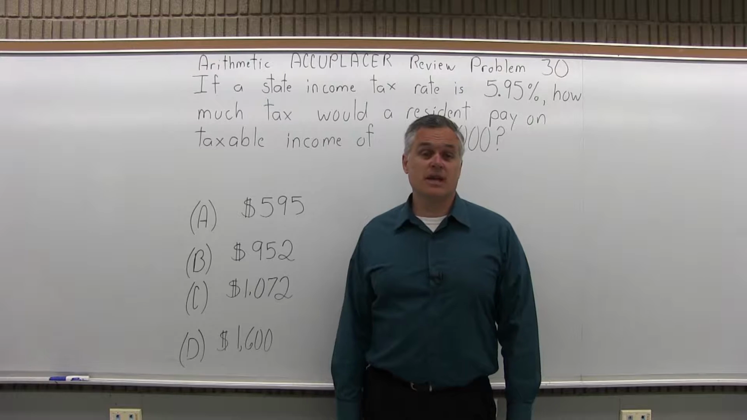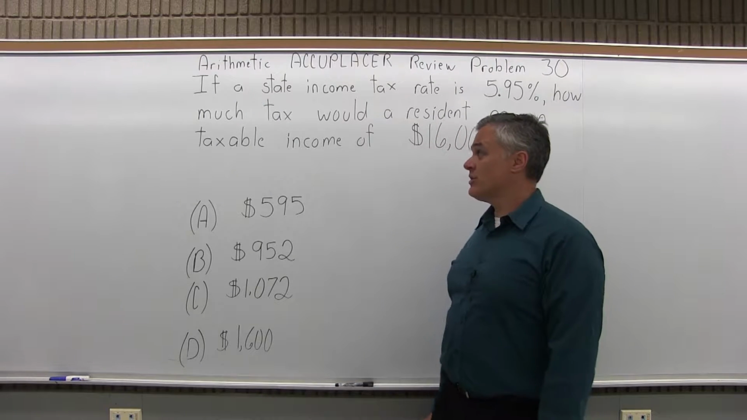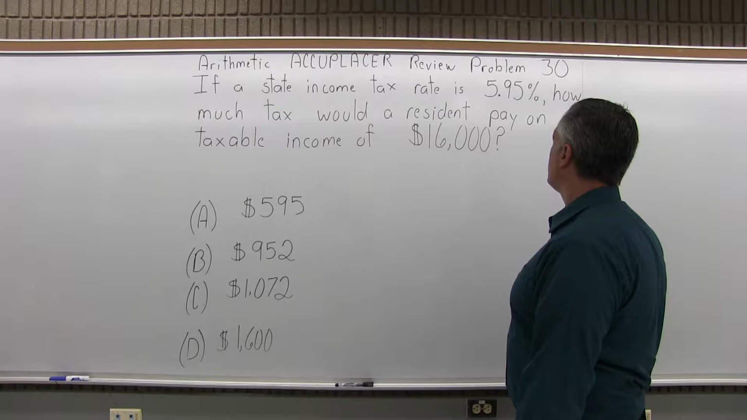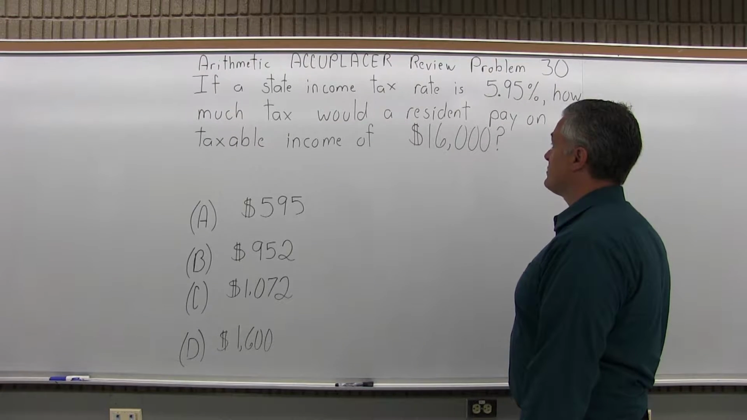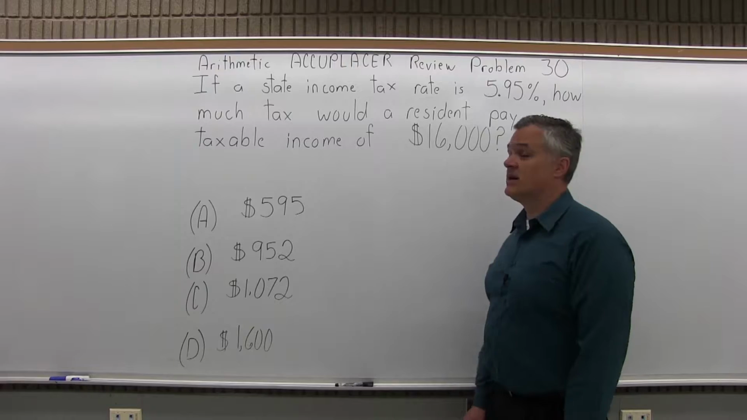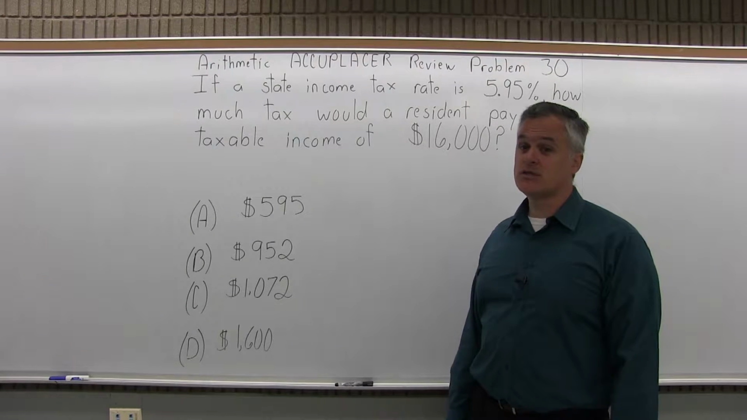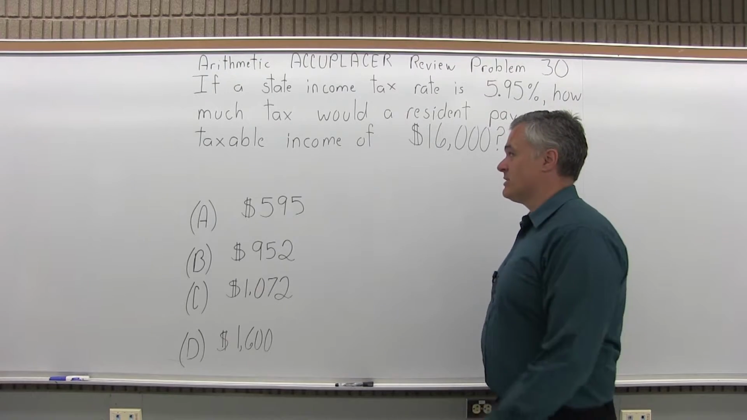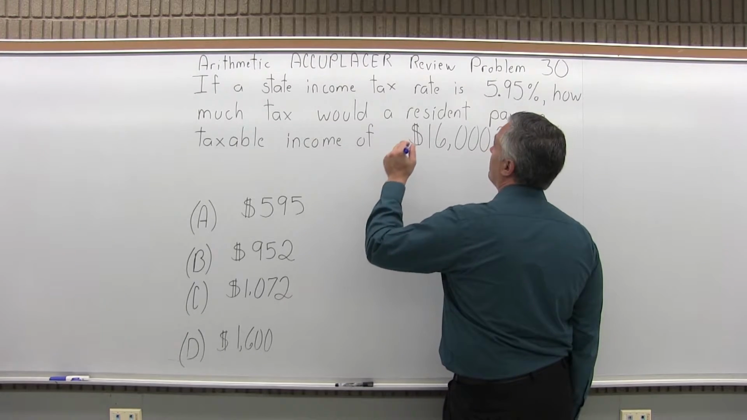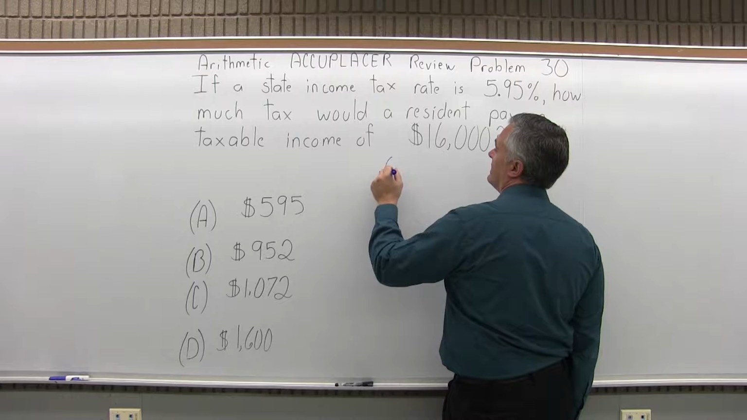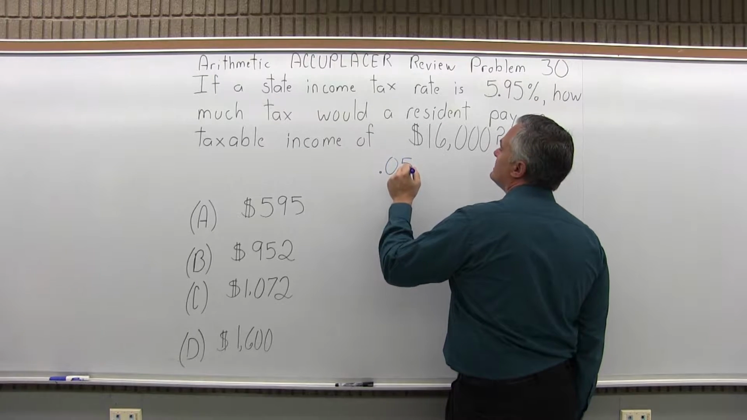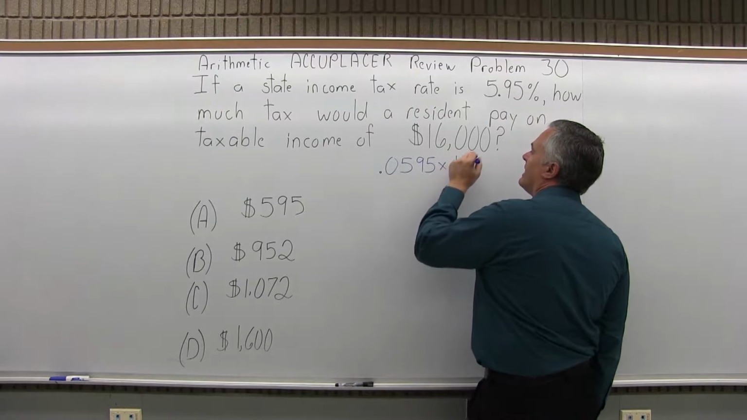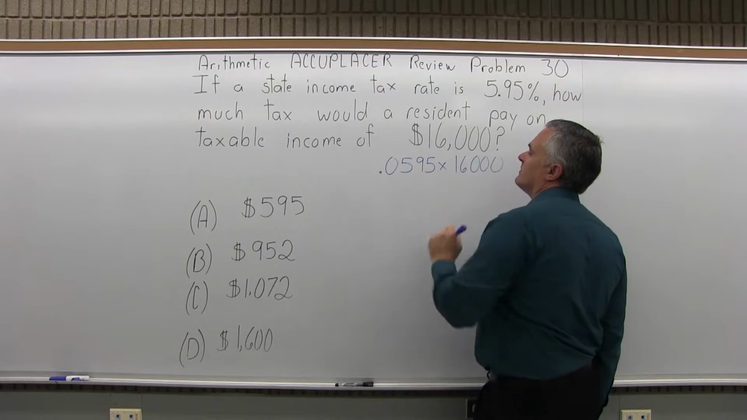This is the Arithmetic ACCUPLACER Review, Problem 30. It says if a state income tax rate is 5.95%, how much tax would a resident pay on taxable income of $16,000? Well, if you have a calculator handy, which you don't for the ACCUPLACER Review, the 5.95% as a decimal could be written 0.0595, and you'd multiply it times 16,000.